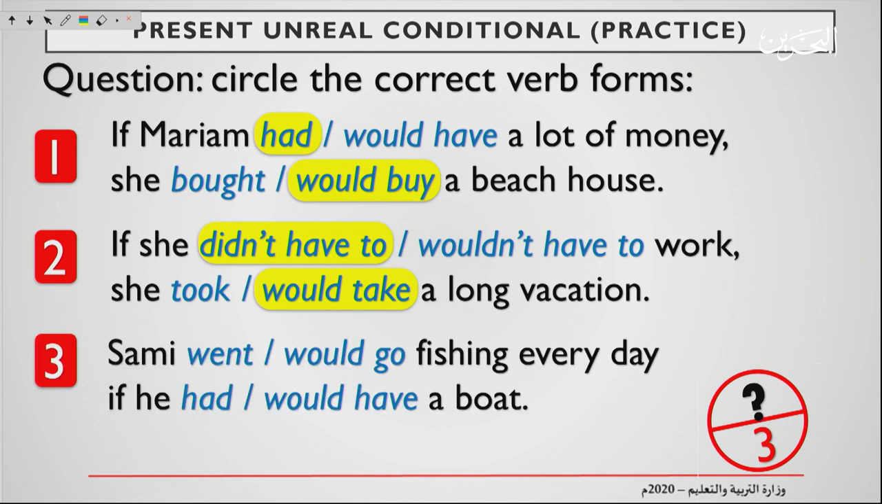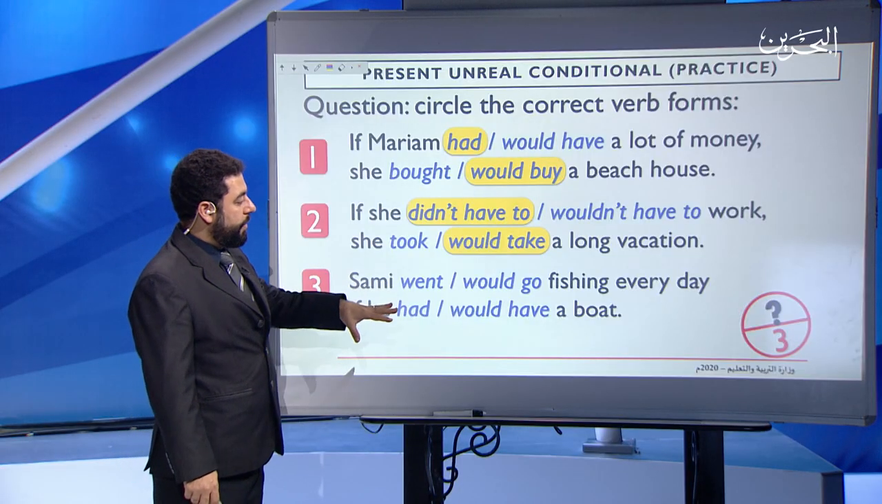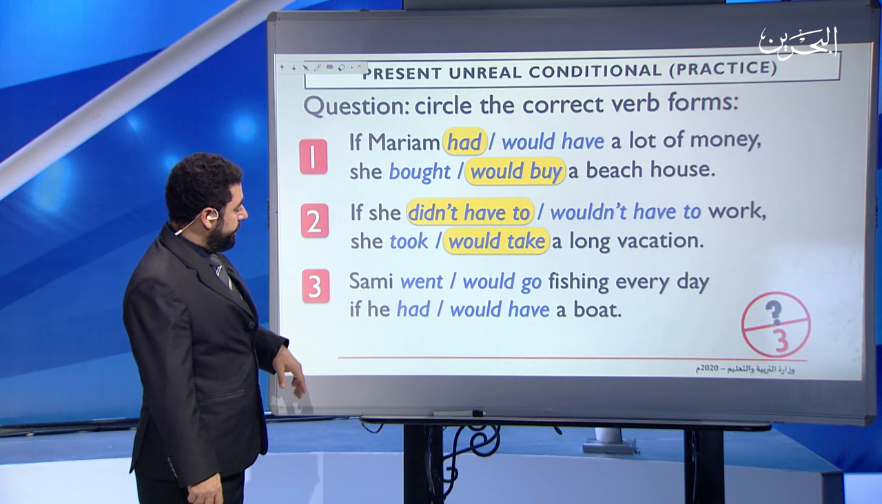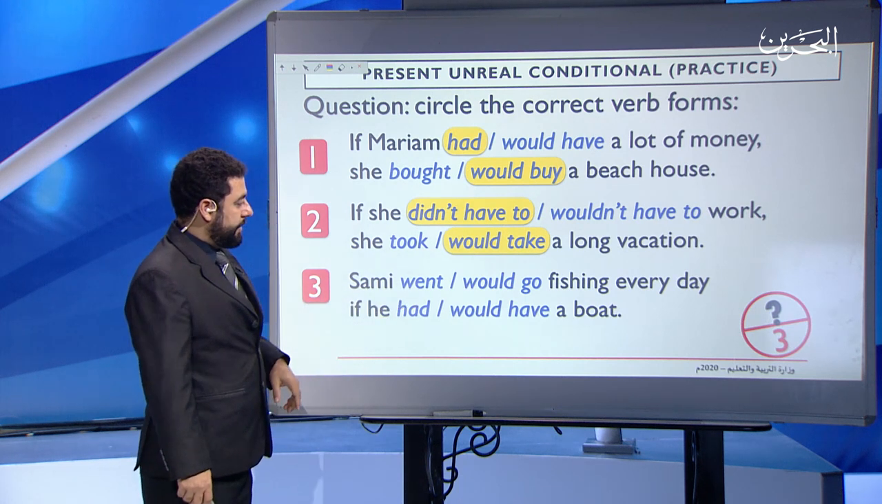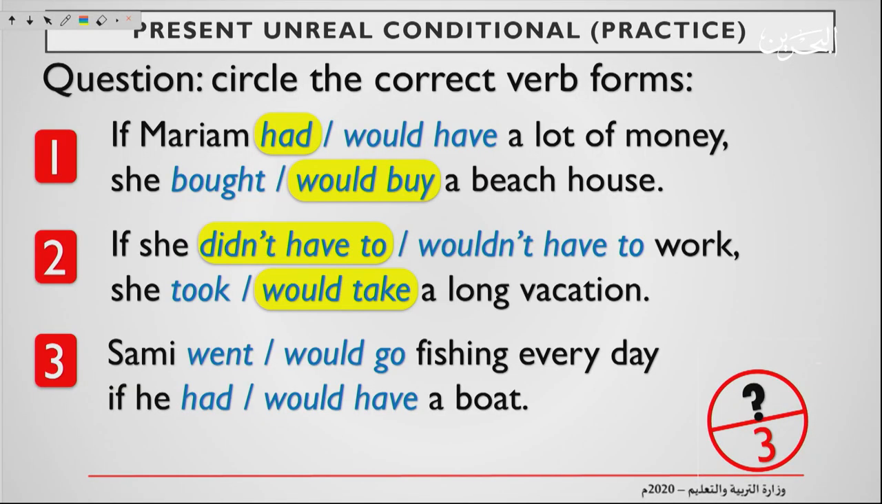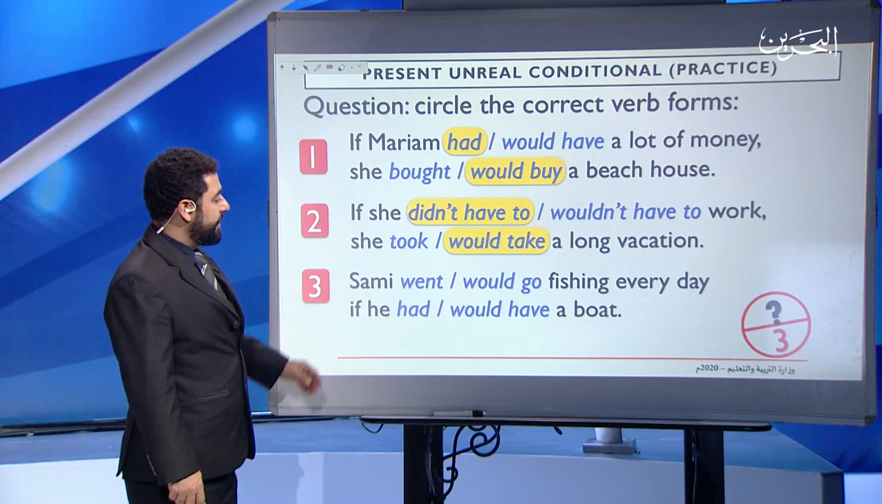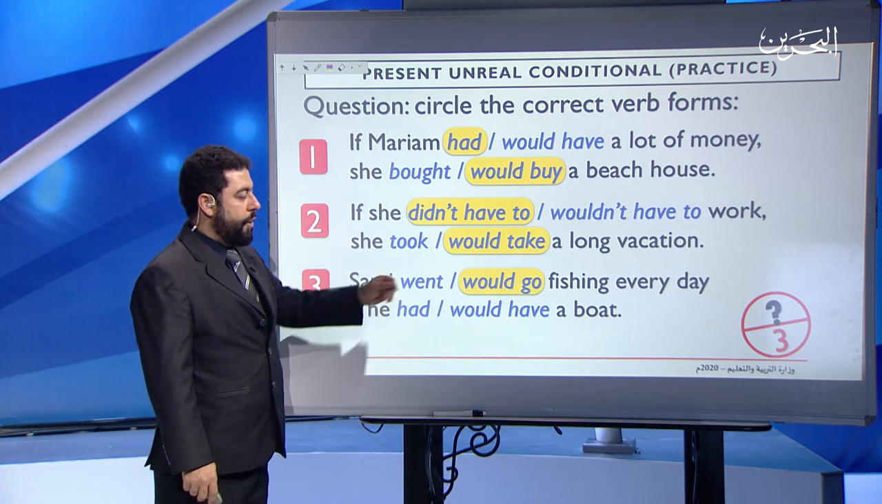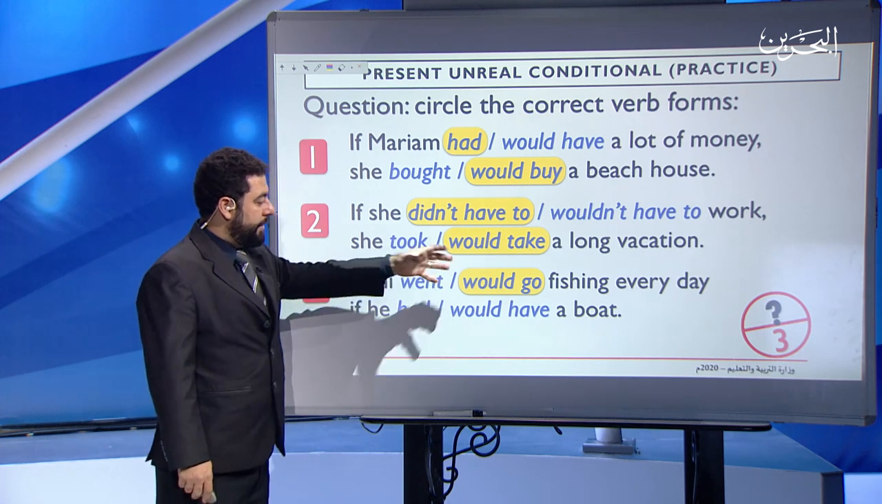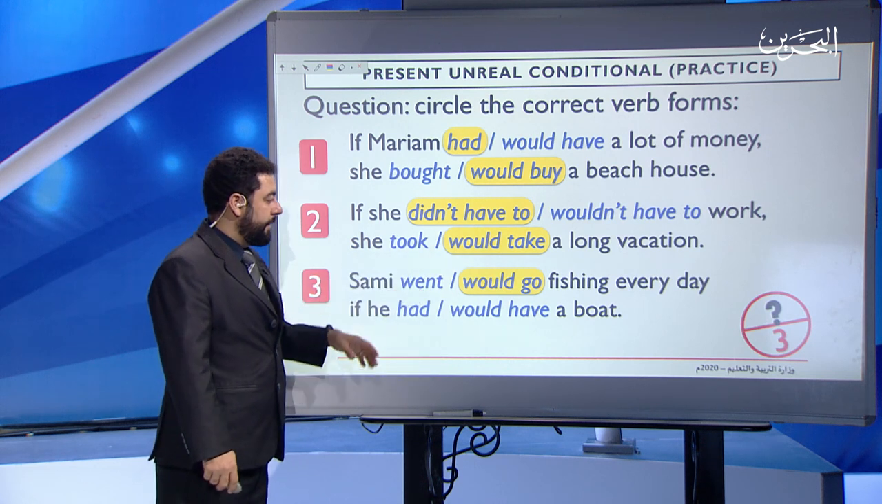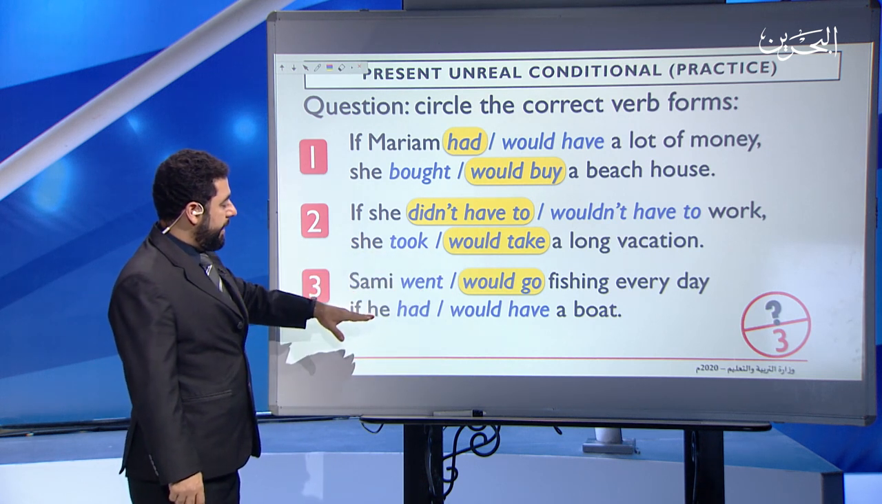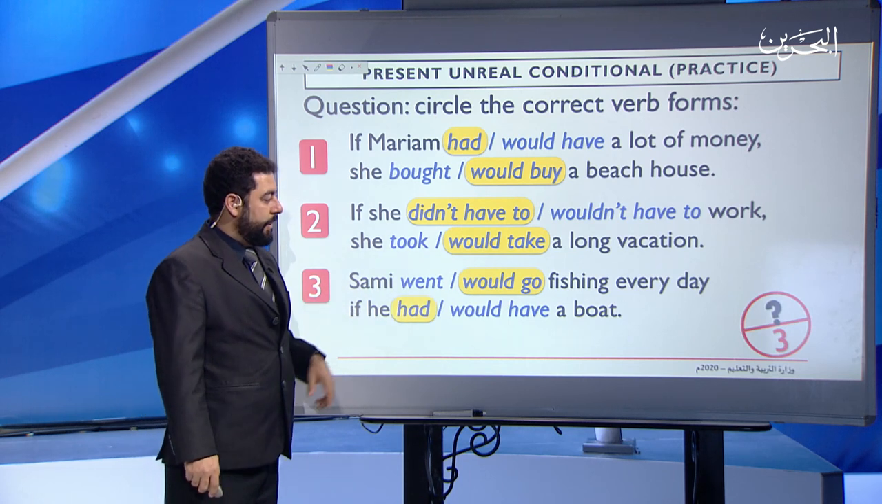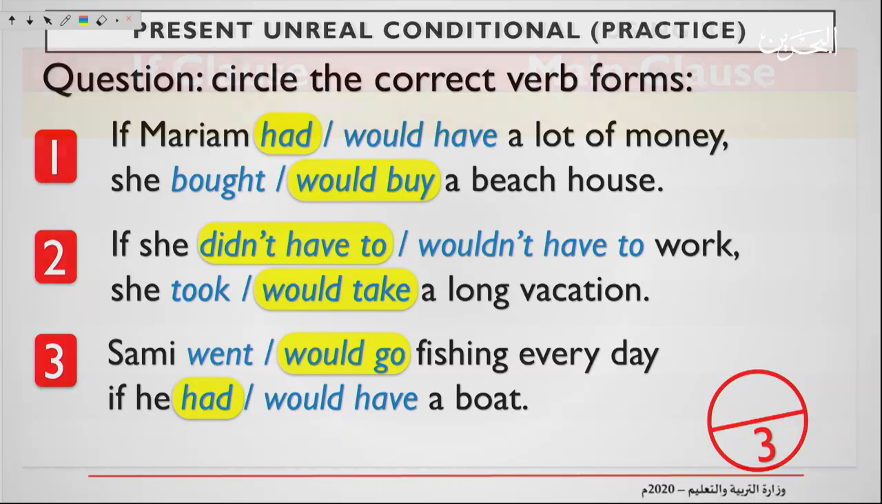Now let's jump to three. Sammy went or would go fishing every day if he had or would have a boat. You have 5 seconds. Let's check the answer. The answer for the first one is would go. Sammy would go because this is the main clause. All right, you start with the modal plus infinitive, fishing every day if he had, past simple, a boat. Now give yourself a mark of three and let's carry on.